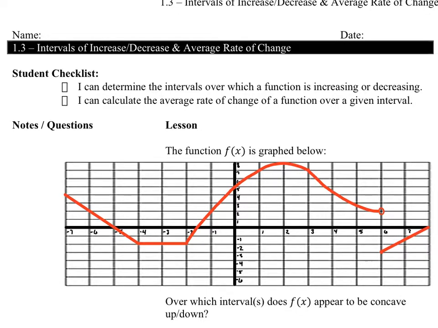So the first thing I want to do is point out that this is a function. We're going to call it the function f of x. And it is a function because it passes the vertical line test. Remember, if I drew vertical lines all over this graph, there's no vertical line that I could draw where I would intersect with this function more than once.